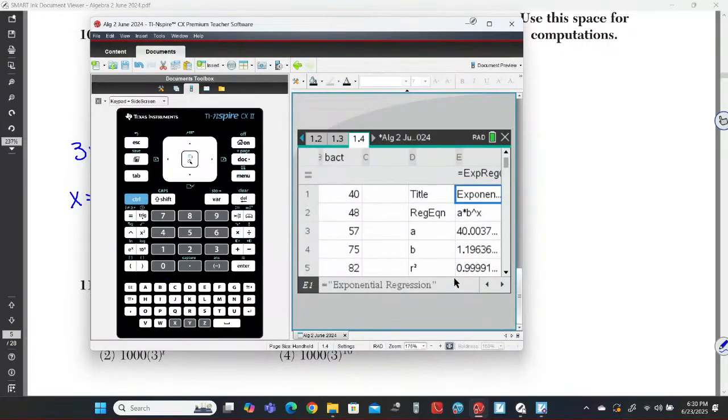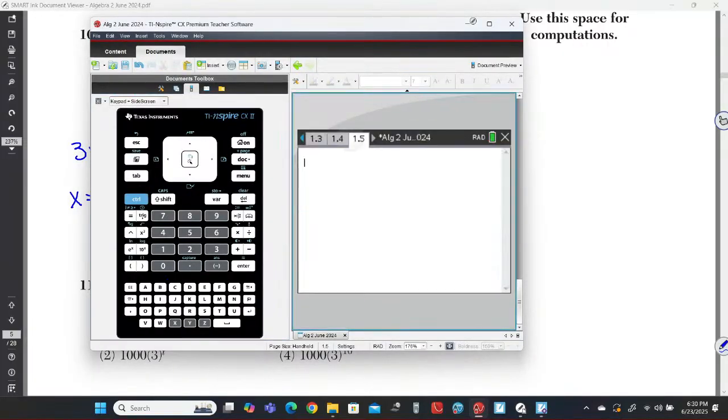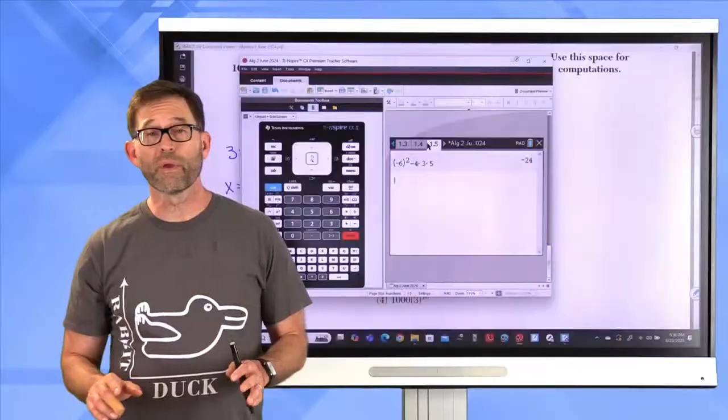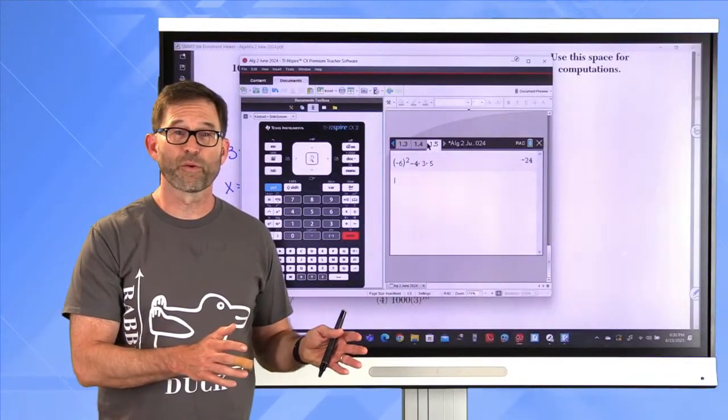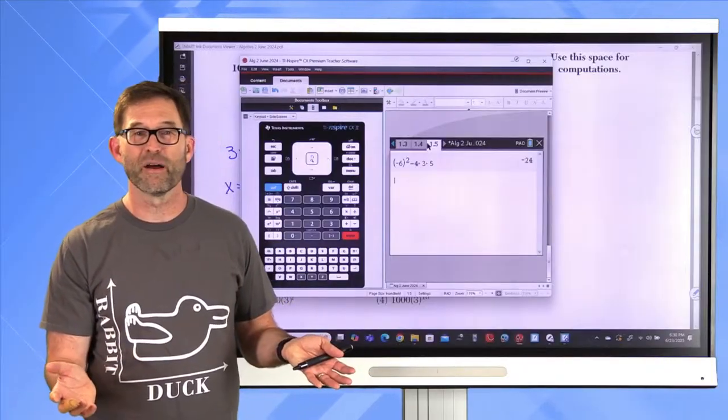This time I actually have to just add a new page. We're going to add our calculator in. What did we have? We had -6 squared minus 4 times 3 times 5, I believe. Yep, that's right. And that's -24. Now, we kind of expected a negative discriminant, because 3 of our 4 choices involve the imaginary number i.